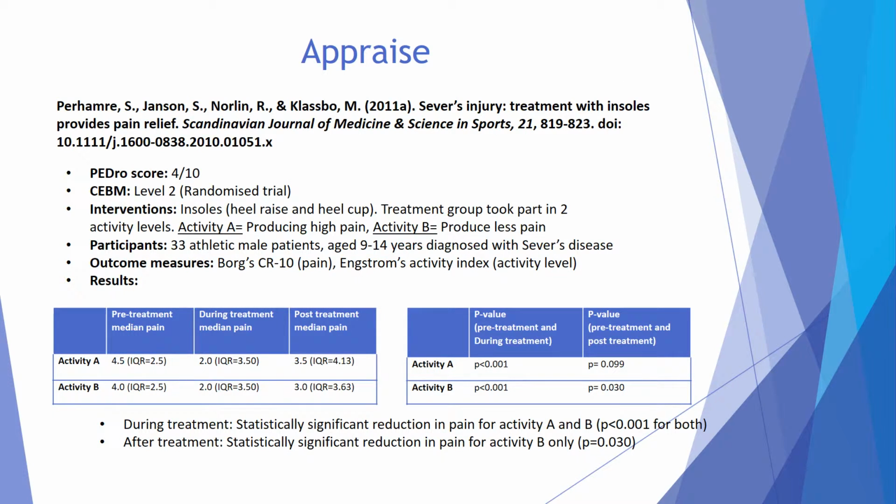This article by Hammer et al. is a level 2 randomized trial which scored 4 out of 10 on the Pedro scale. The lack of control group used in the study may decrease validity of results. The study found that when insoles, which includes heel raise and heel cups, were used on athletic male participants, there was a significant reduction in pain for 2 levels of activities.